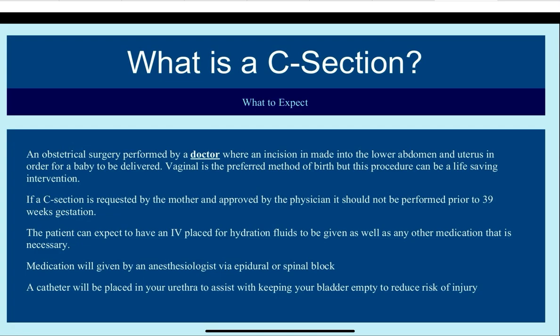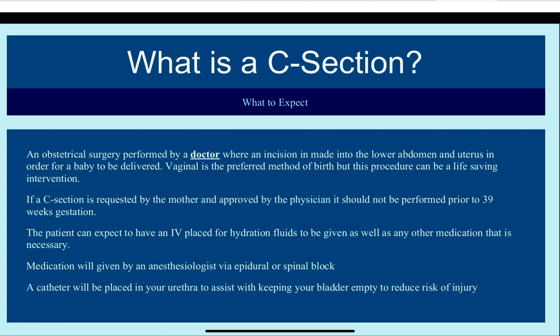Also, a catheter will be placed into your urethra to assist with keeping your bladder empty to reduce risk of injury to your bladder. So a catheter is just like a small tube that goes into the urethra. It will drain the urine off. So when you're going to have a surgery in your abdomen, remember your uterus and your abdomen are in very close proximity to each other. So you want to keep the bladder as small as possible to reduce the risk of any injury to it, okay?